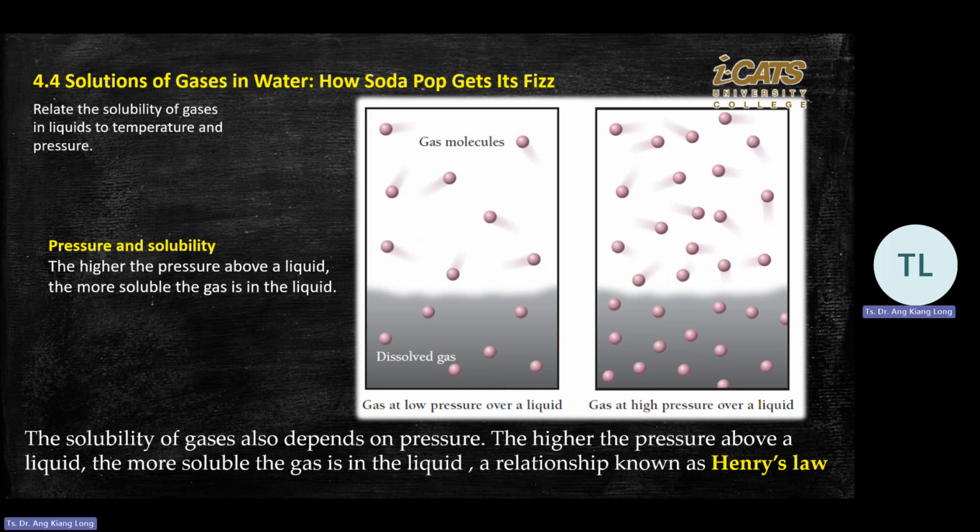So the higher the pressure above the liquid, the more solubility of the gas in the liquid. The higher the pressure, the higher the solubility in the liquid, gas and liquid, right? So the illustration here is the gas molecules, and as you increase the gas pressure, there is more solubility.